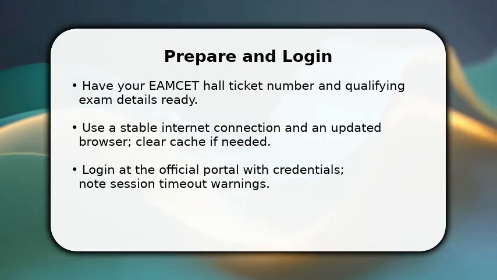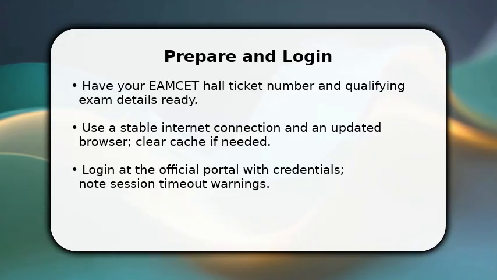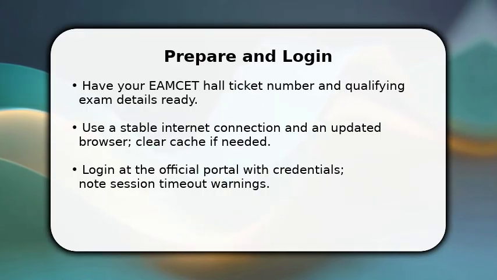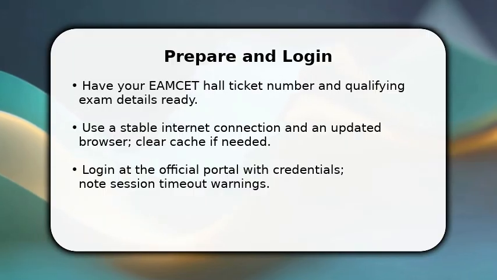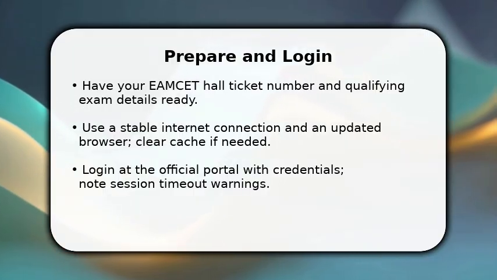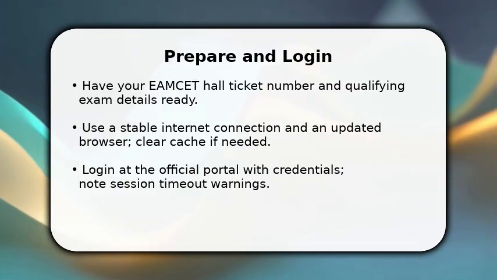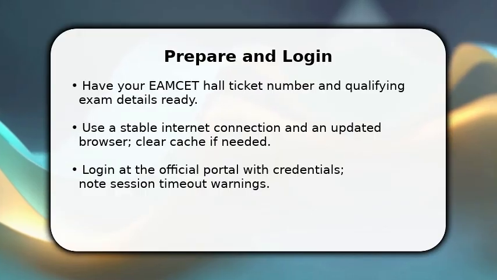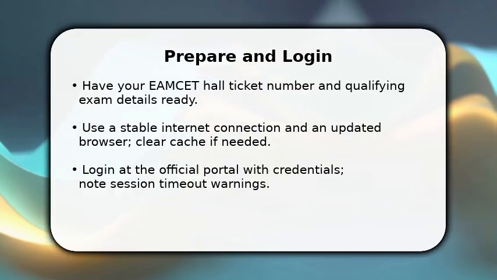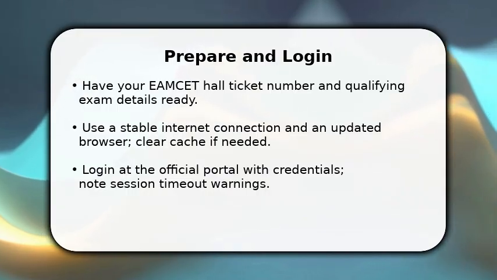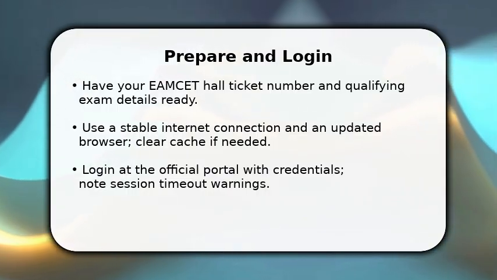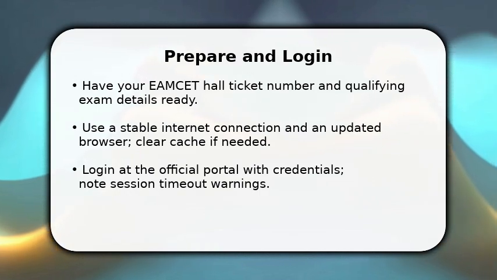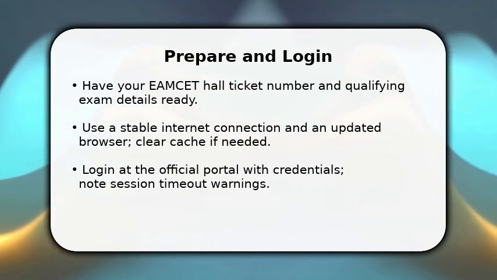You start by gathering credentials and confirming eligibility. This saves time and prevents lockouts. Once you have your hall ticket number and qualifying exam details, open the official Eamcet portal and sign in. Make sure your browser is updated and pop-up blockers are disabled so forms load correctly. If the page warns about session timeouts, act promptly and use a desktop where possible. These steps ensure you can access the web options page without interruptions and avoid losing changes mid-process.